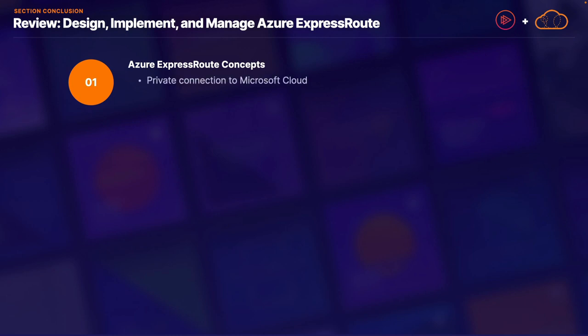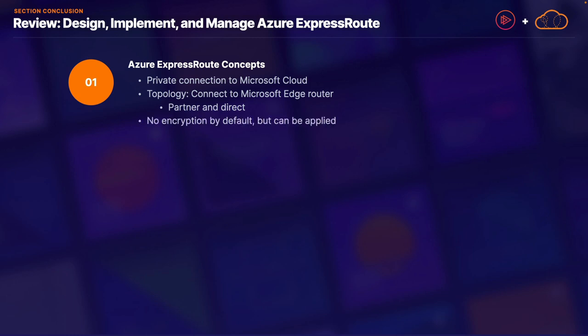We started off, as usual, with the high-level overview of Azure ExpressRoute concepts, in which we learned that ExpressRoute is a private connection to Microsoft Cloud that you do not share with anyone else. We also covered the general topology of an ExpressRoute connection, in which you connect to a Microsoft Edge router via both the partner and direct models. We also learned that an ExpressRoute connection is private, however, it is not encrypted by default. However, encryption can be applied via a couple different methods after your circuit is up and working.